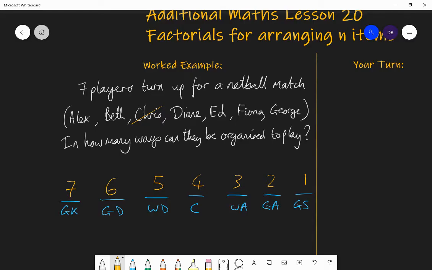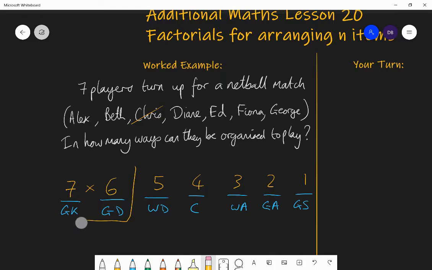So if it was just choosing 2 positions, so goalkeeper and goal defense, okay, I have 7 choices for goalkeeper and 6 choices for goal defense. So for each of the 7 choices I've chosen for goalkeeper, each of those 7 has 6 possible options for goal defense. So there will be 7 lots of 6 different possibilities for those 2 being filled in. So 42 different possibilities for goalkeeper and goal defense.